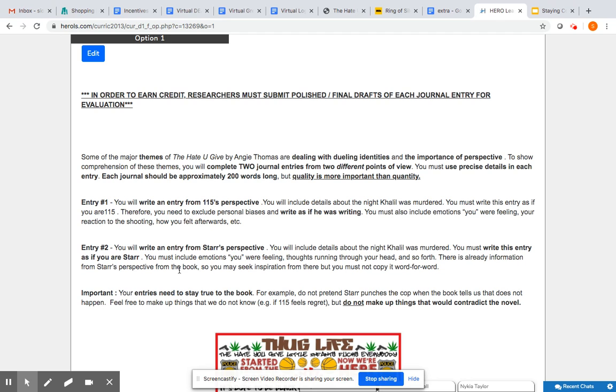So you will step into Star's shoes. And yes, even if you're a boy, you will become Star for this entry, and vice versa with the last one. So write an entry from Star's perspective. You'll include details about the night Khalil was murdered. So again, describe what she saw, what she was feeling, as though you are Star herself. You write this entry as if you're Star. You must include emotions that you were feeling, the thoughts running through your head, and so forth.